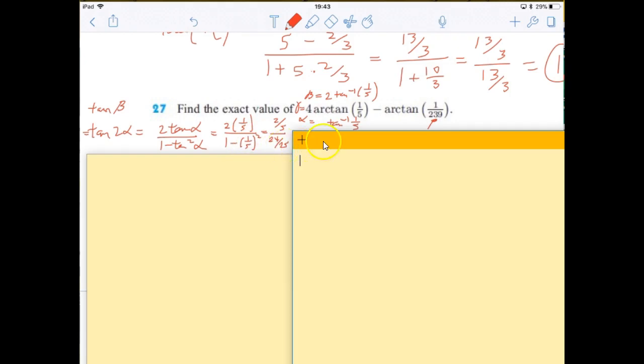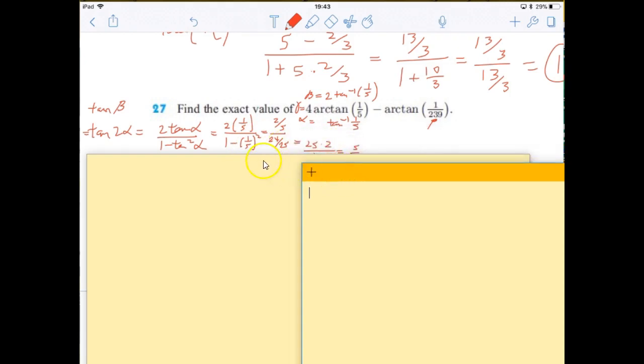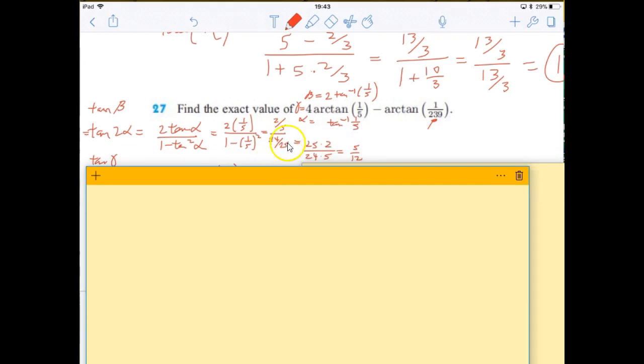Okay? So we could simplify that a little bit. When you divide by a fraction, you multiply by the inverse. So we are going to invert 24 divided by 25, we're going to make it 25 divided by 24, and we're going to multiply it by 2/5. Then we're going to cancel some stuff. So the 25 cancels with 5, you get 5. The 2 cancels with 24, you get 12. So we get 5/12 for the tangent of 2 alpha, or the tangent of beta.